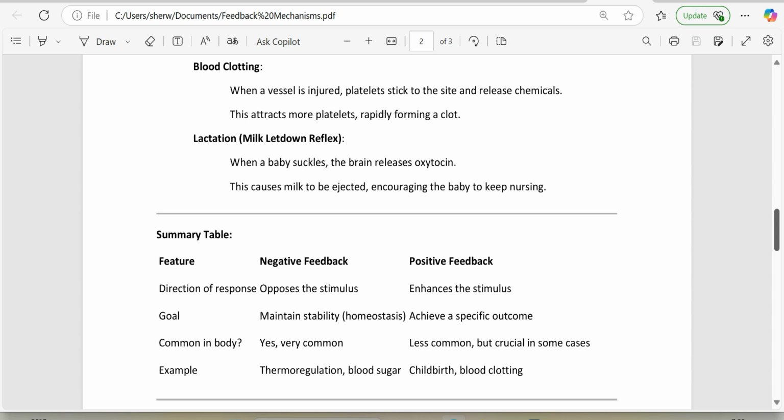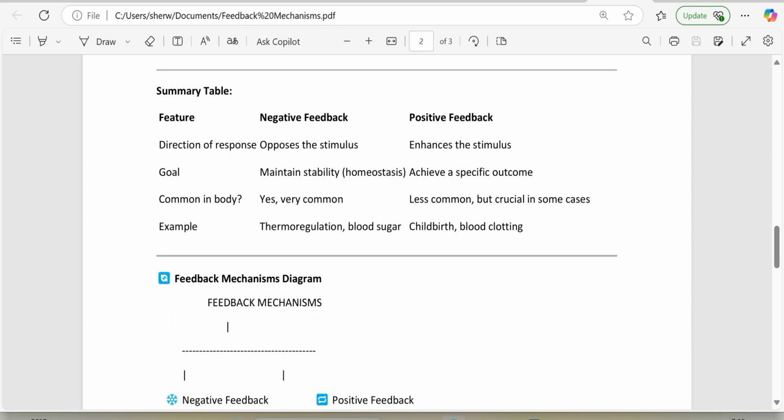Summary table. Feature: negative feedback, positive feedback. Direction of response: opposes the stimulus, enhances the stimulus. Goal: maintain stability, homeostasis, achieve a specific outcome. Common in body: yes, very common, less common but crucial in some cases. Example: thermoregulation, blood sugar, childbirth, blood clotting.